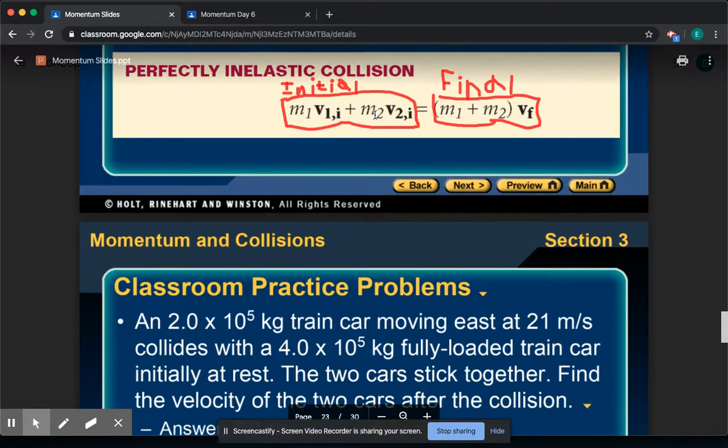So if it's moving east, this would be a positive 21. Your M2 would be the 4.0 times 10 to the 5th, but it tells you that it's initially at rest. Okay, if it's initially at rest, that means V2 would be 0, and this part right here would disappear. So this whole thing would disappear, because V2 is 0 for that train.